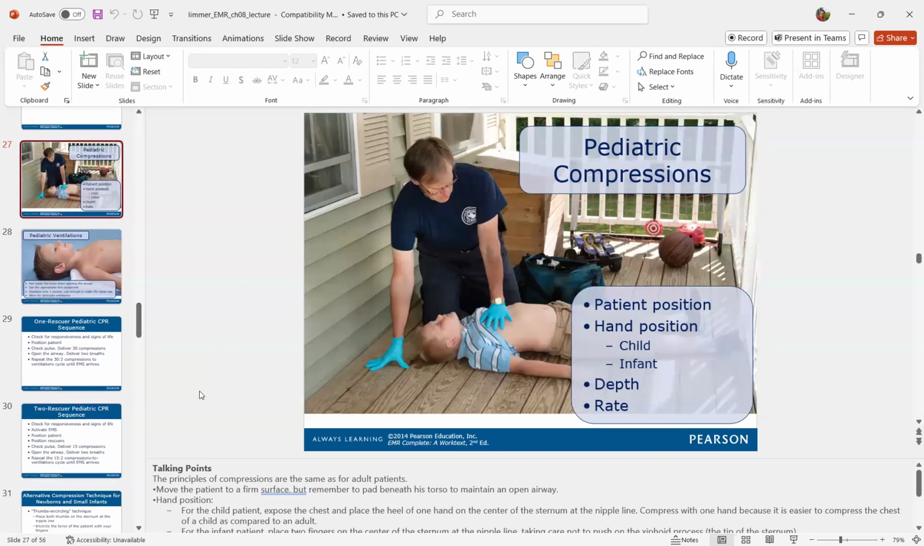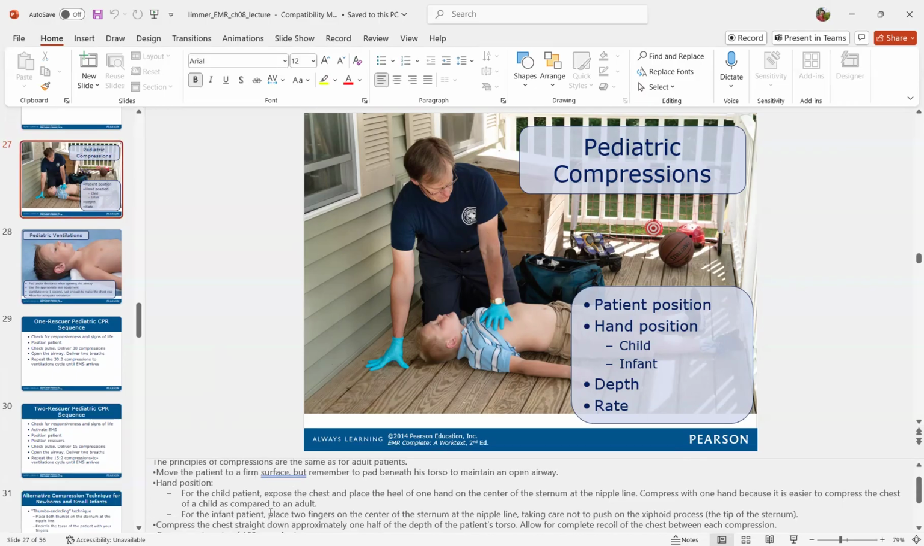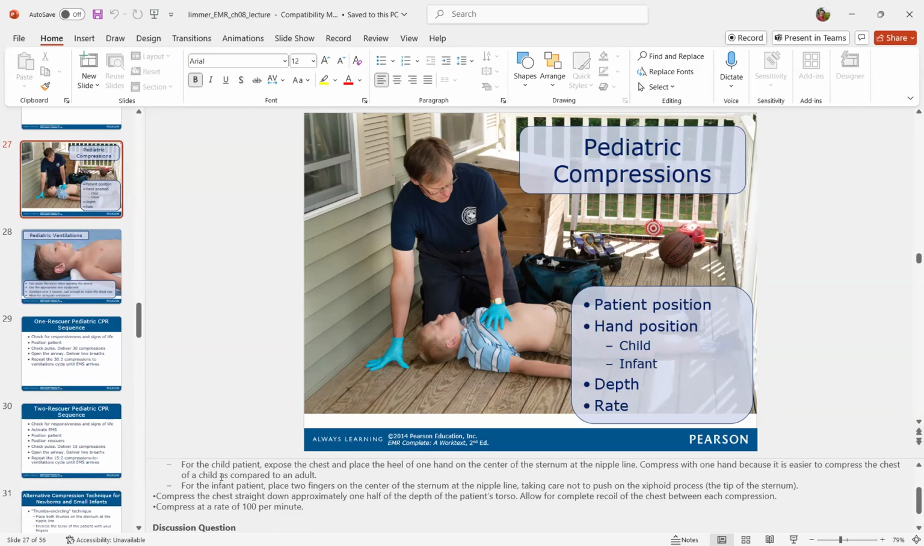For pediatric compressions, same as for adults, move to a firm flat surface. We can put a pad beneath the torso that puts their head in that sniffing position. For a child, expose the chest and use the heel of one hand. If it's a bigger kid, you can use two. For infants, use 2 fingers at the center of the sternum or the thumb encircling technique. We're going to press straight down approximately 1/2 the depth of the chest, and allow for a complete recoil. The compression rate is the same, 100 to 120.